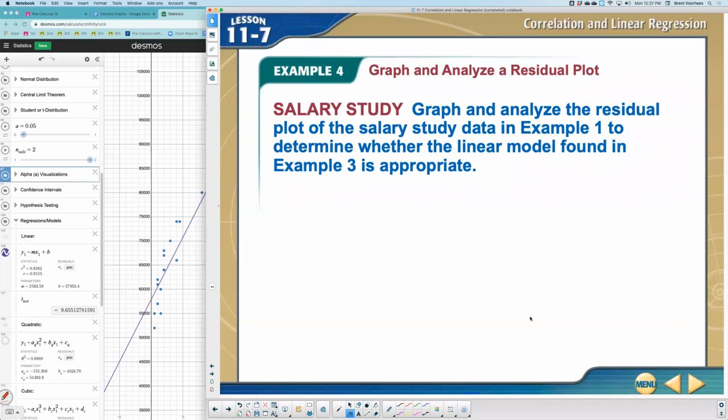Example 4. Now let's look at what's called the residual plot. It says graph and analyze the residual plot of the salary study data in example 1 to determine whether the linear model found in example 3 is appropriate. And so what does that mean?